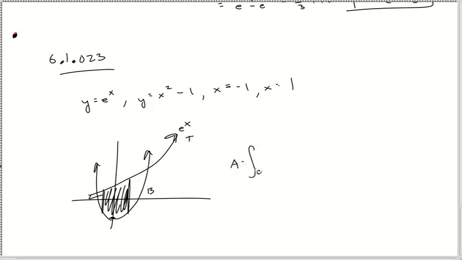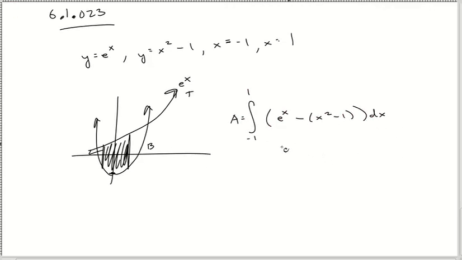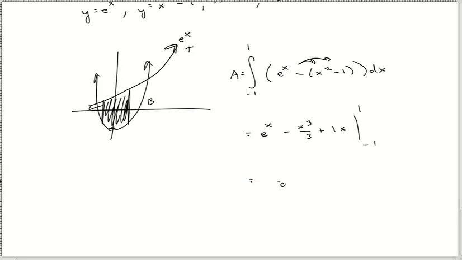Area is equal to integral of -1 to 1. Again, my top is the e to the x. My bottom is this x squared minus 1 and dx. Integrating is super easy. Remember to distribute. So x cubed over 3 plus 1x, I guess you could say, -1 to 1. You're going to plug it all in. Blah, blah, blah. I got e minus 1 over e plus 4/3.